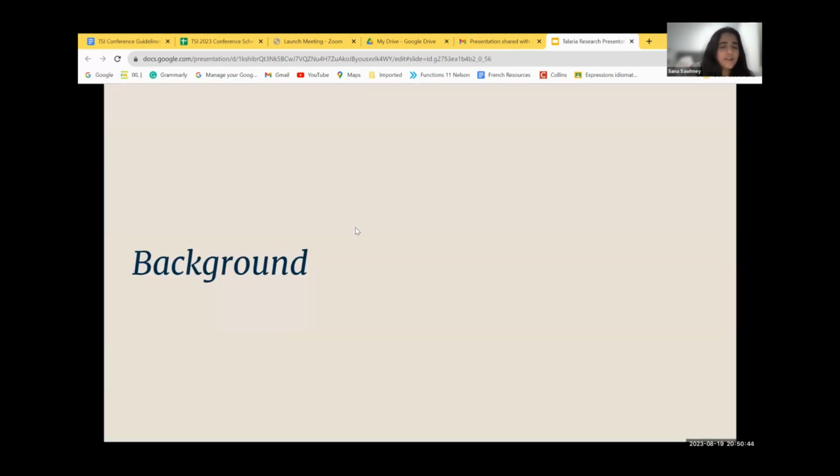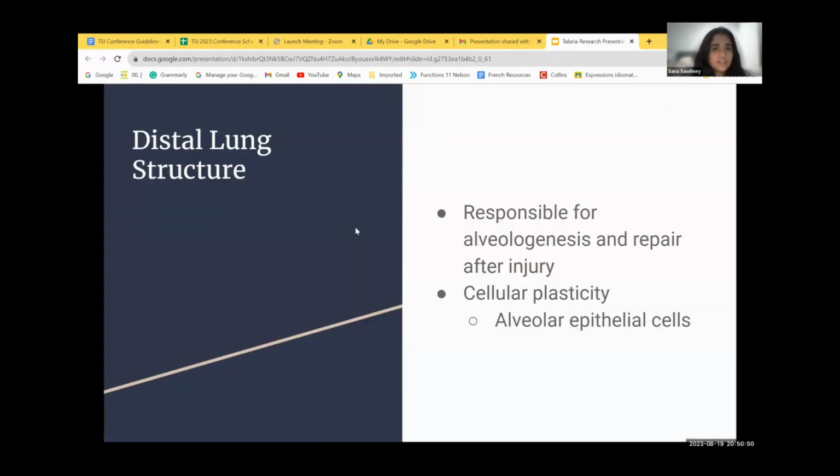First, I'm going to go over some background of the study. The distal lung is an intricate organ that is responsible for important physiological processes such as alveologenesis, which is the final stage of lung maturation, and it's also responsible for repair after injury. A key characteristic of the distal cell is its cellular plasticity, particularly when it comes to alveolar epithelial cells.